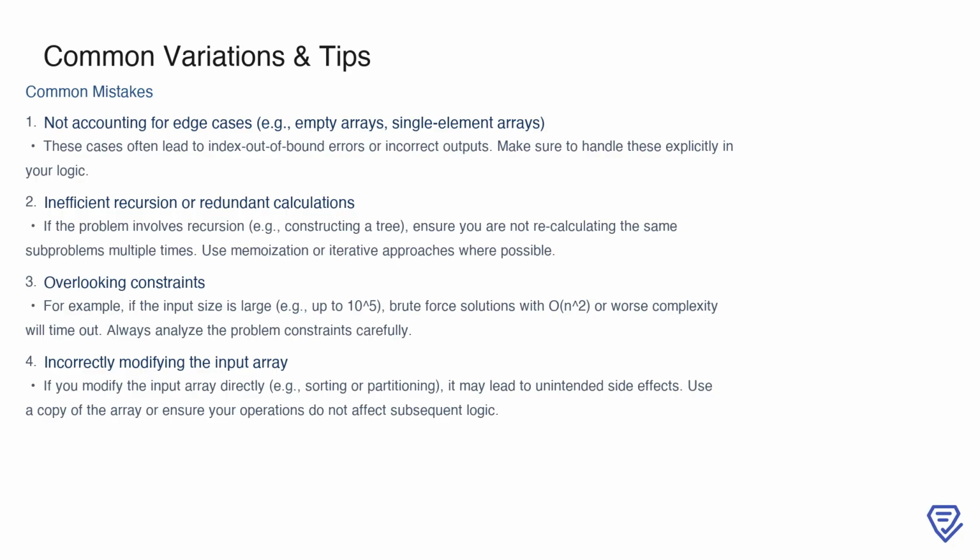Another potential pitfall is overlooking the problem constraints. For instance, if the input size can be as large as 10 to the power of 5, a brute force solution with O(n²) complexity will almost certainly time out. Always analyze the constraints and choose an approach that scales well with the input size.